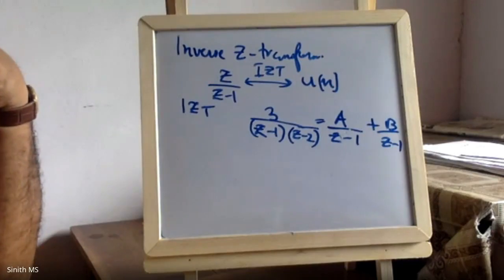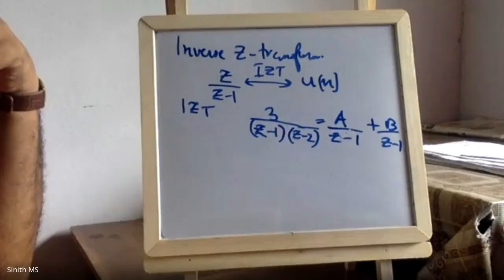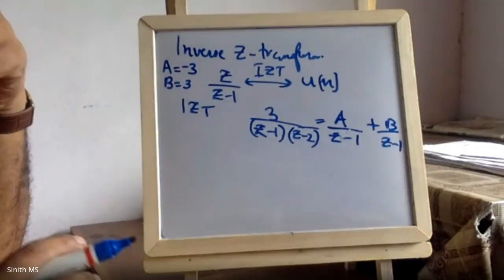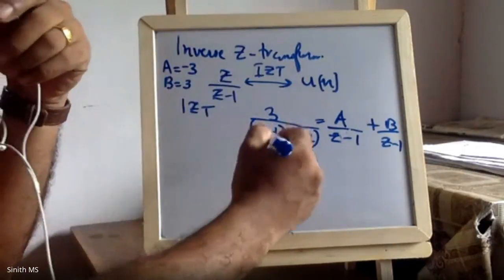A equal to minus 3, B equal to 3. Who is telling it? Jibin. Okay. A equal to minus 3, b equal to 3. Very good, Jibin. That's the correct answer.